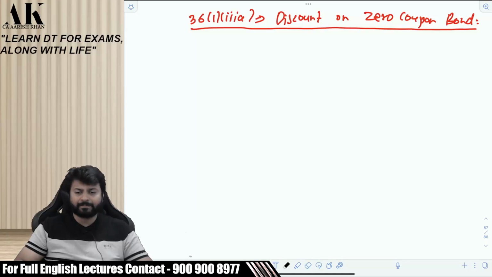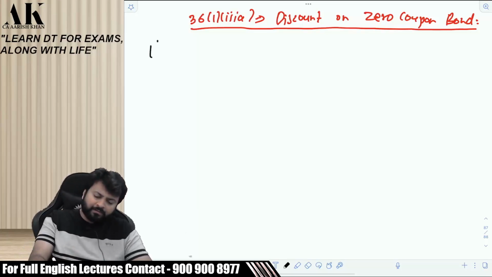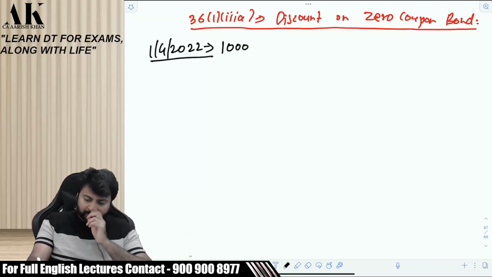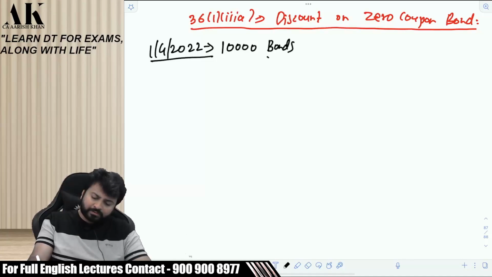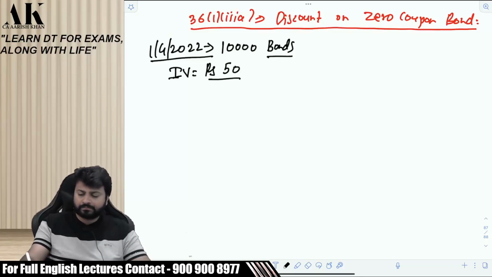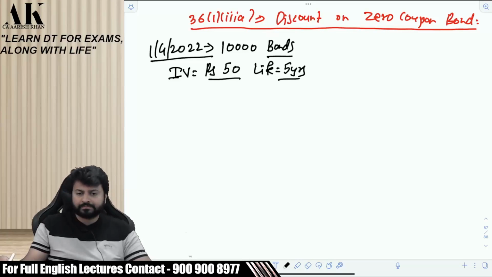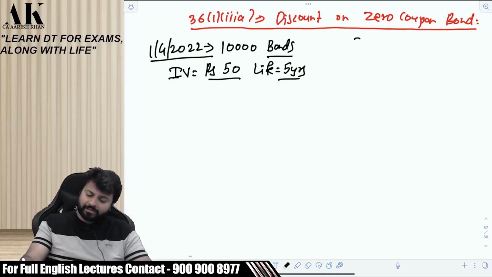Okay. So today is say 1st April 2022, and I am issuing you say 10,000 bonds. Which bonds? Zero coupon bonds. Today the issue value, I am issuing at discount, is say 50 rupees. And the life of the bond is say 5 years. Example. And say after 5 years, that is on 31st of March 2027, it will be redeemed.